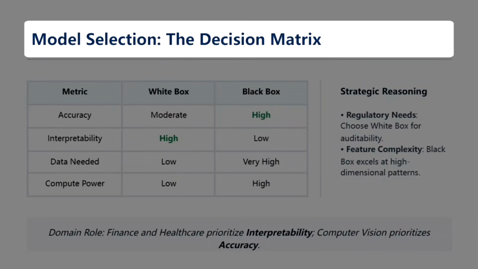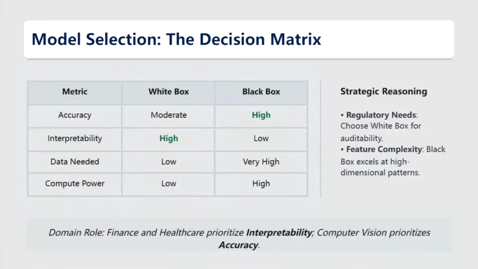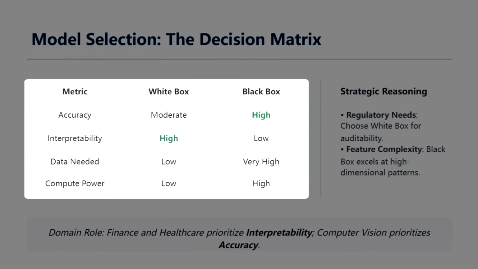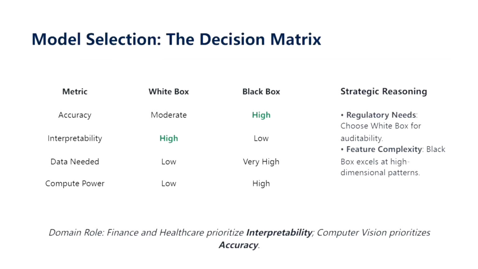Now that we've explored both sides of the coin, simple linear models and deep neural networks, how do we actually make the choice in a professional setting? This decision matrix is your roadmap for that strategic reasoning, helping us move beyond just picking the coolest model to picking the right one. Take a look at this comparison table. We aren't just looking at accuracy, we must balance it against interpretability, data requirements, and the compute power available.